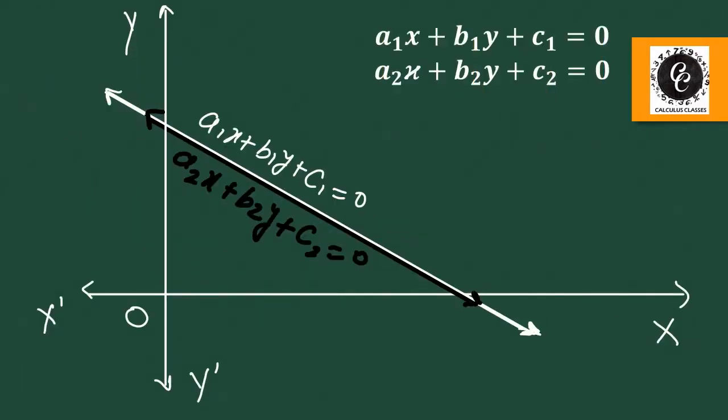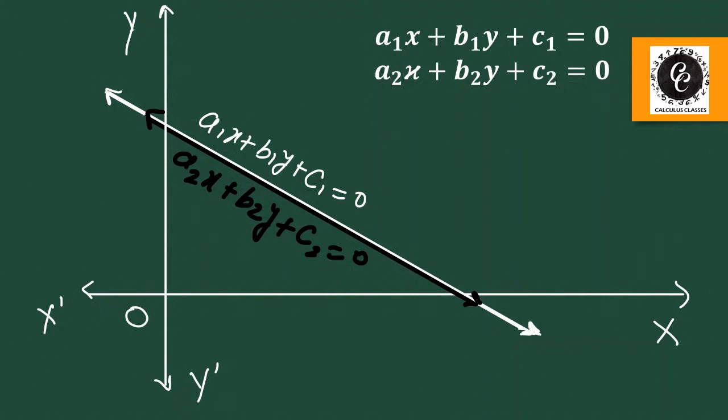And the last case arises when both the lines are coincident. Coincident means that they are following the same path. Same path means they will intersect each other at infinite points. This is the condition. This condition is also known as the consistent condition, because we are having infinitely many solutions.